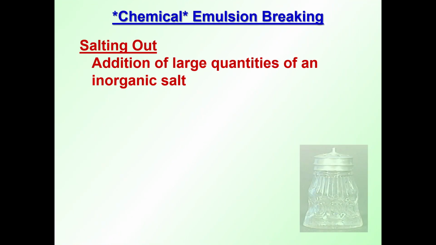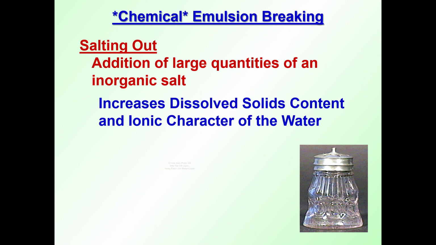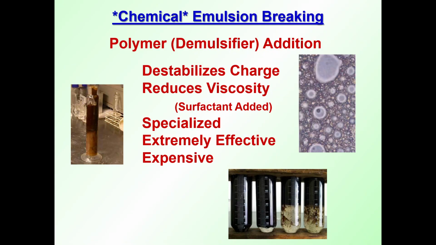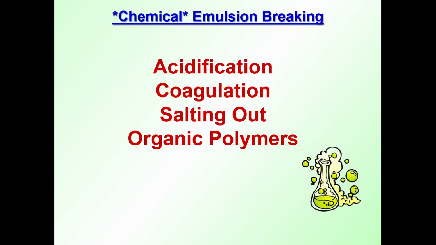Salting out means addition of large quantities of inorganic salts. This will increase the dissolved solid content and ionic character, so we can get high TDS in the effluent. Demulsifiers are added in order to destabilize the charge, and this is extremely effective. But we can go for acidification, salting out, and also organic polymers.